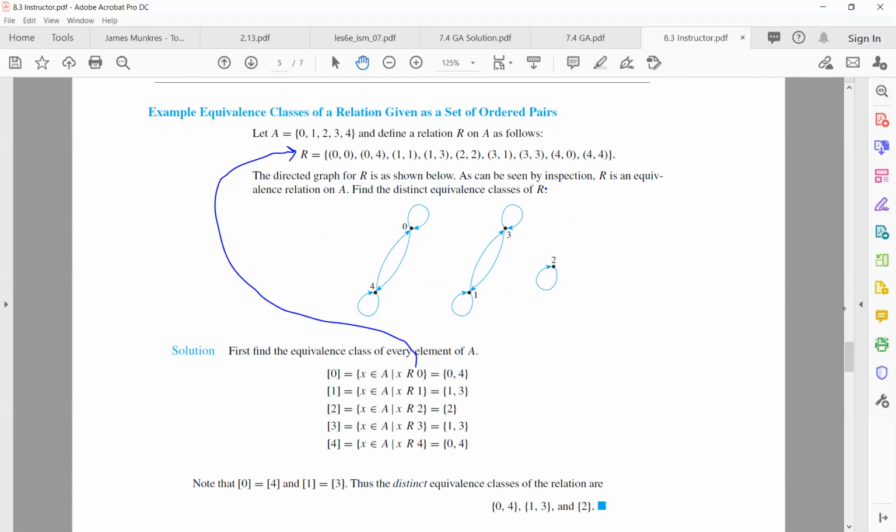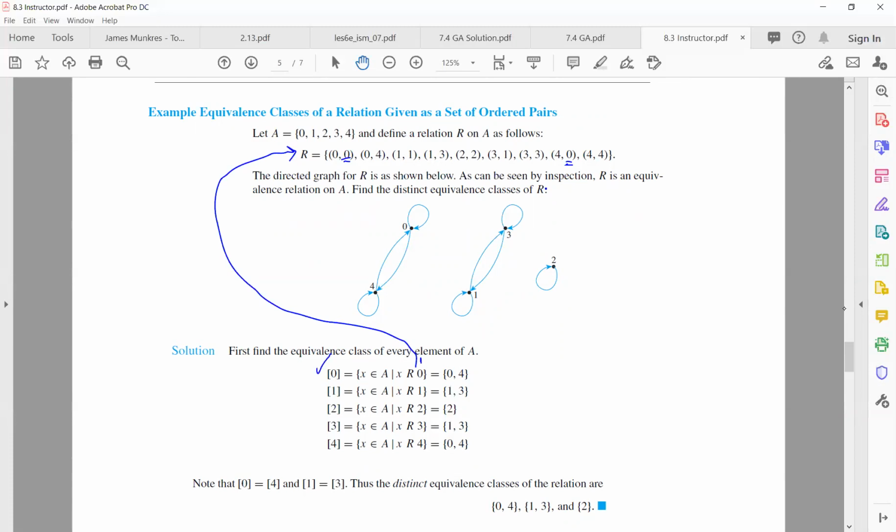What numbers are in relation with 0? The second member is 0. x can be 0. x can be 4. So the equivalence class of 0 is the set including 0 and 4. We're done with the equivalence class of the first element.